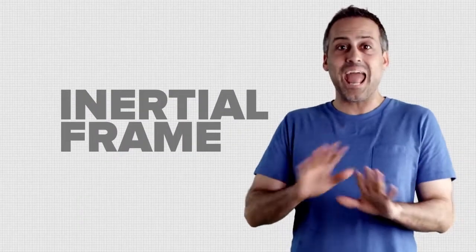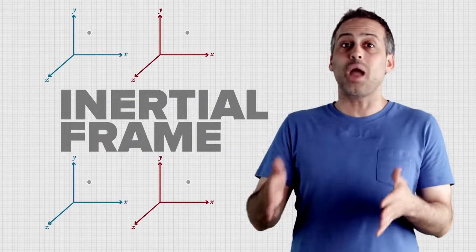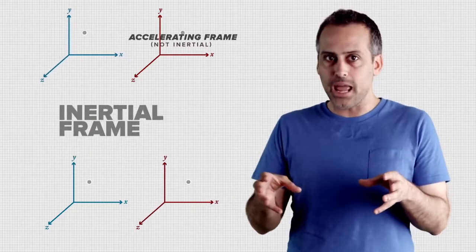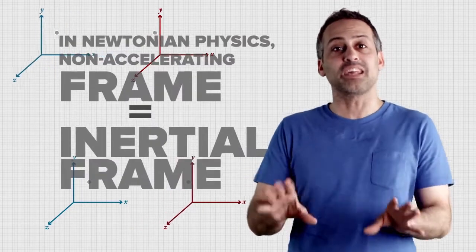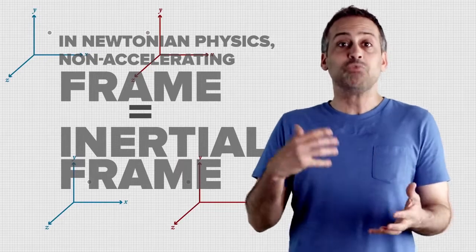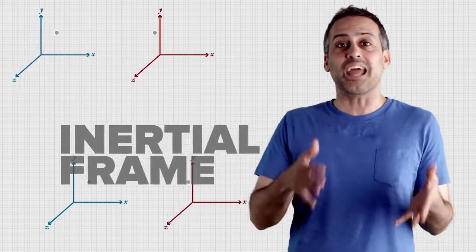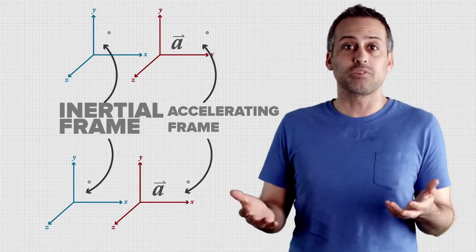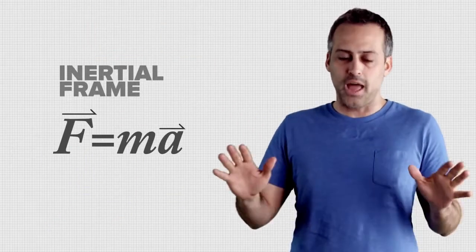Now, more generally, any frame that accelerates relative to an inertial frame will not be inertial. You got that? Inertial frame and non-accelerating frame are synonyms in Newtonian physics. In fact, you can think of inertial frames as the standard against which you measure true acceleration. And from the perspective of inertial frames, motion obeys a simple rule, F equals ma.